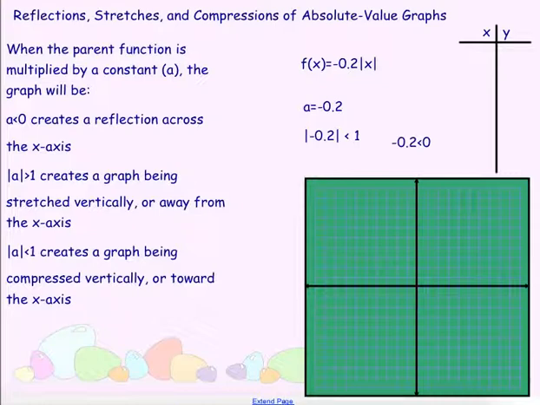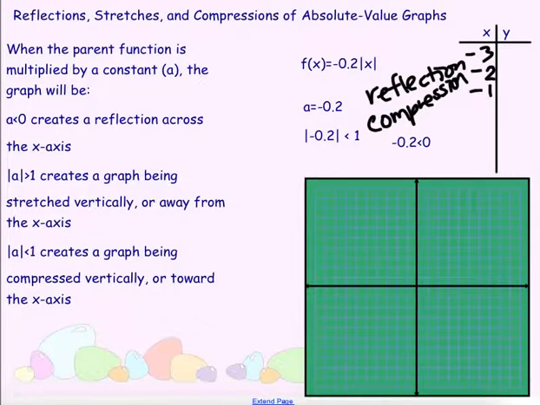So for this one, if I had f of x equals -0.2 times the absolute value of x, well, -0.2, not only is it negative, so we are going to have a reflection, but it is less than 1, which means we are going to have a compression. Okay, so let's prove that. So let's say I plug in, I'm just going to do a couple here. If I do -3, we'll just do the whole thing. -1, 0, 1, 2, and 3. These are not going to be super nice numbers.